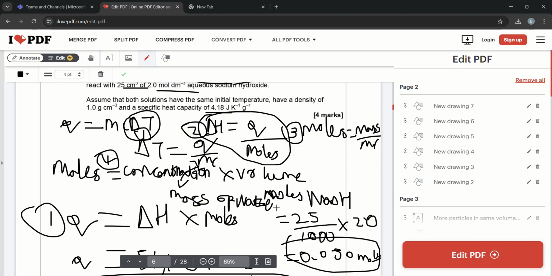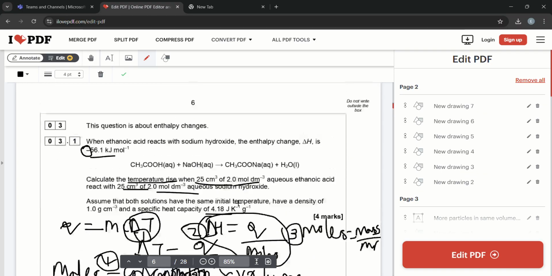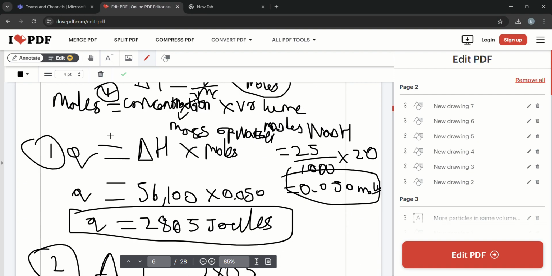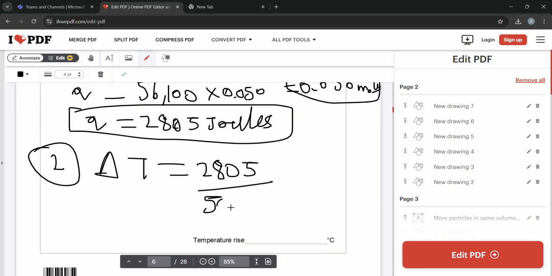That's really key. Does it give us a mass of water? No, it doesn't. However, it tells us to assume both solutions at the same initial temperature have a density of 1 gram per centimeter cubed. So total volume of solution: 25 centimeters cubed plus 25 centimeters cubed, 50 centimeters cubed. But we know it has 1 gram per centimeter cubed. Therefore, that 50 centimeters cubed, we can assume that it's 50 grams of water. So it's going to be 50, that's the mass of water, times by 4.18.